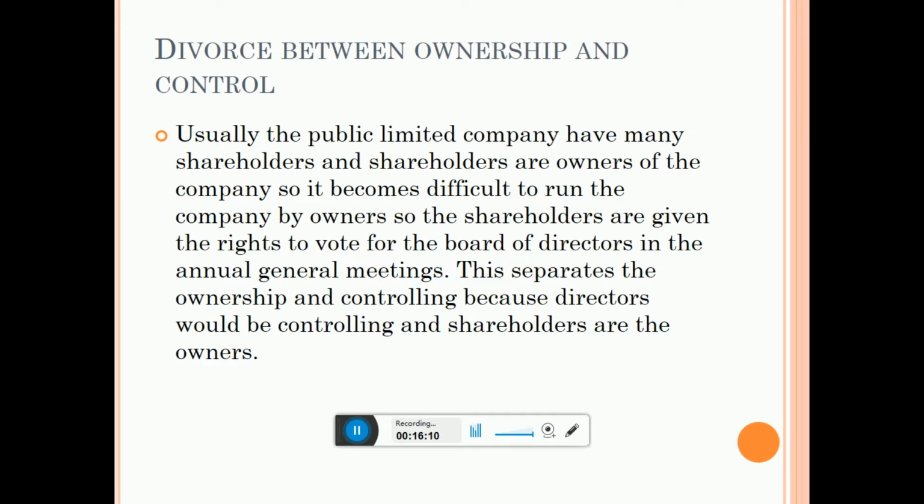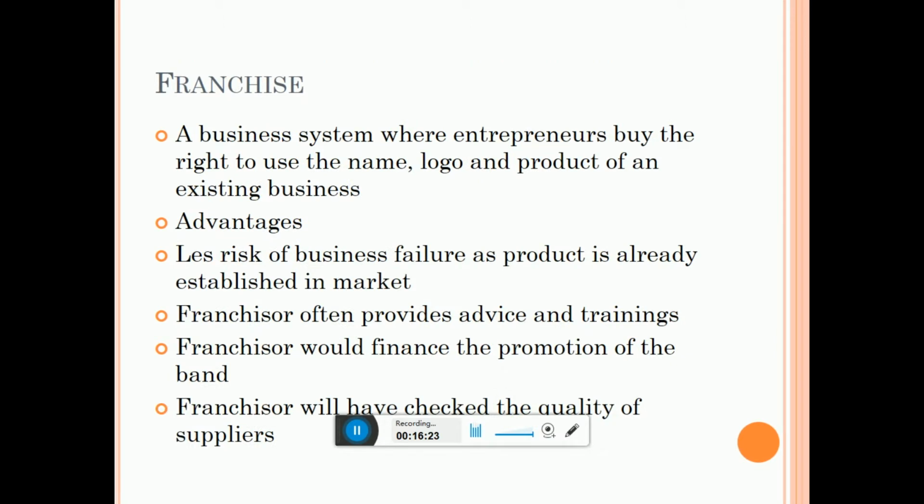So this is called divorce between ownership and control. The owners are the shareholders because they have bought a share in the company, and the persons who are controlling the company are the directors. So that's why it is called divorce between ownership and control.